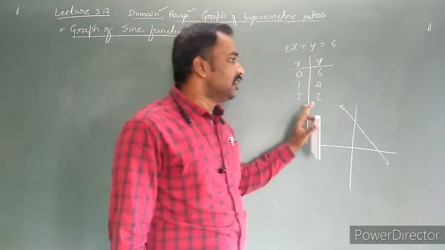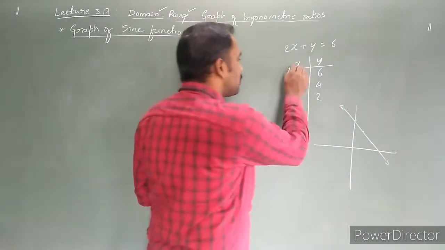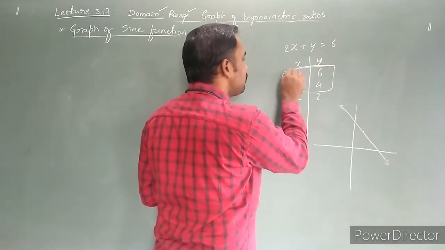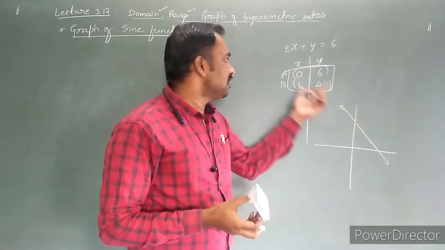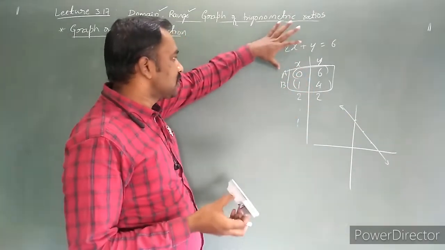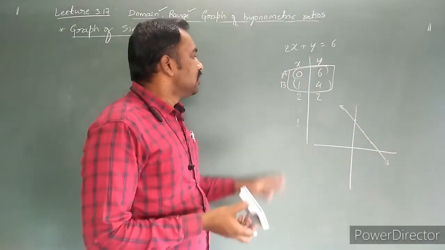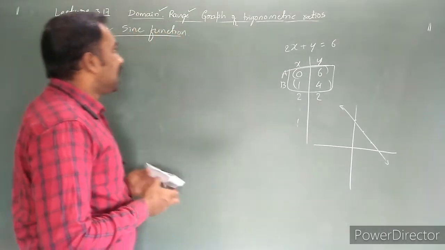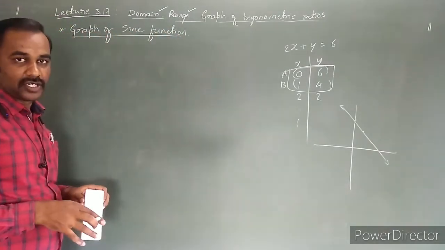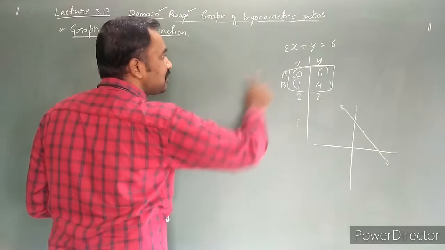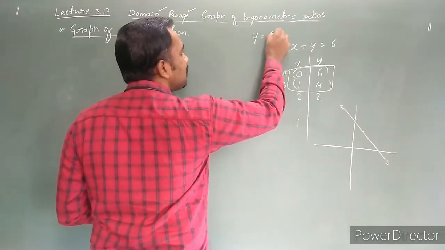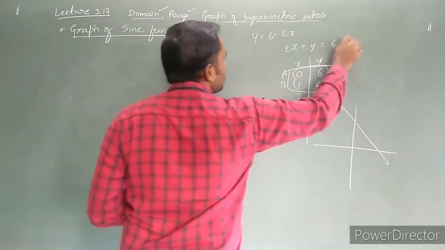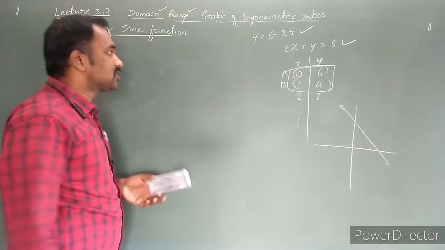Are you sure? To draw the line, a minimum of 2 points is required. This is the A point, this is the B point. That's enough. In the same manner, I need to draw the graph of the sine function. Here I just took 2x plus y is equal to 6, or else you can write y is equal to 6 minus 2x. Either this one or this one, as you wish.